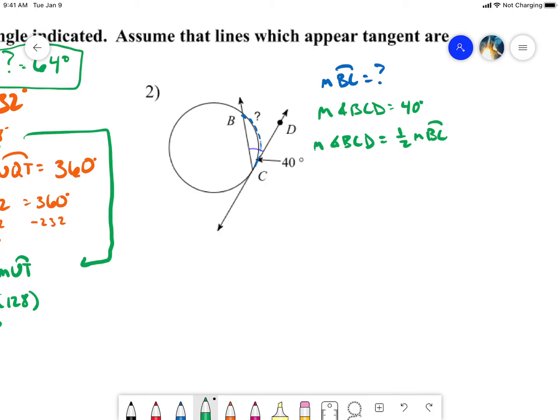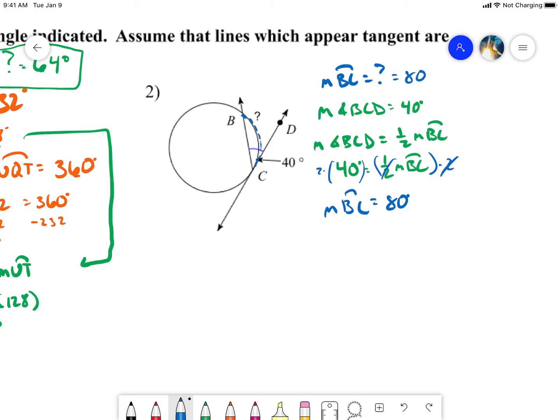Now, since I know the measure of angle BCD is 40, I know 40 is equal to 1/2 the measure of arc BC. All I'm going to do is multiply both sides by 2. That's going to cancel out. Multiply this by 2. And I get that the measure of arc BC is equal to 80 degrees. Very simple.